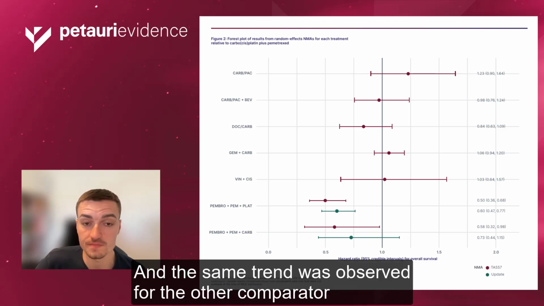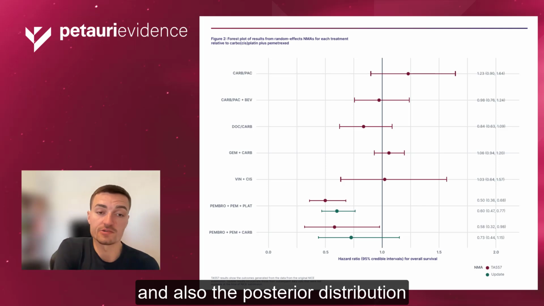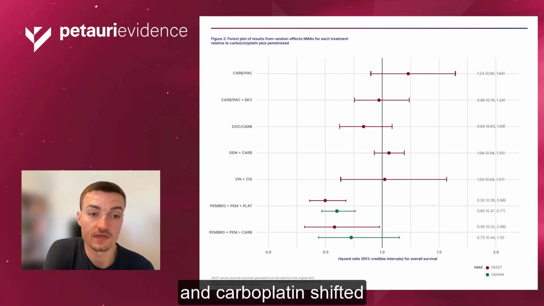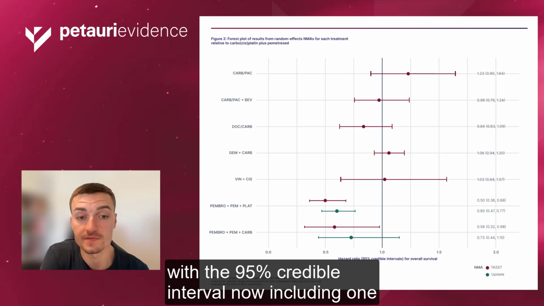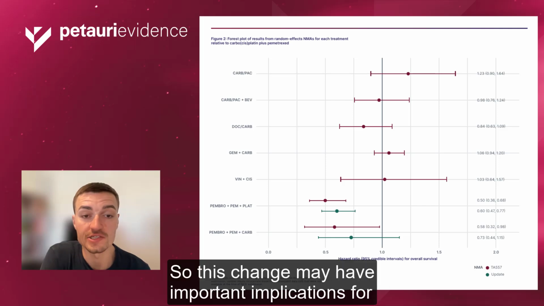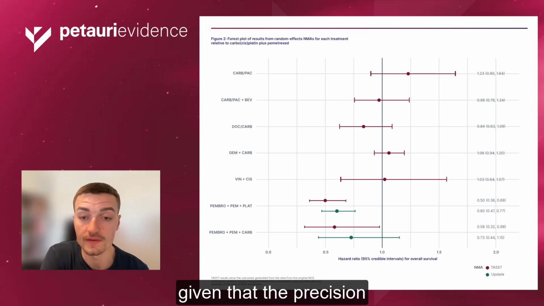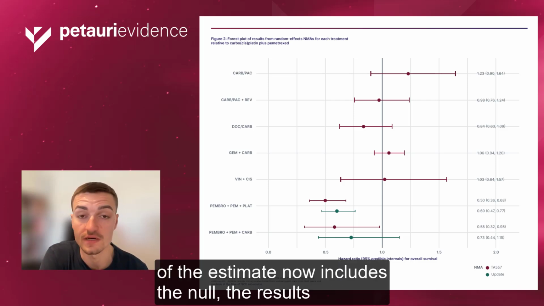And the same trend was observed for the other comparator that had newly available data. And also the posterior distribution for pembrolizumab plus pemetrexed and carboplatin shifted, with the 95% credible interval now including 1. Which you can see at the bottom of Figure 2 there in the poster. So this change may have important implications for how HTA bodies interpret the treatment's effectiveness, given that the precision of the estimate now includes the null.